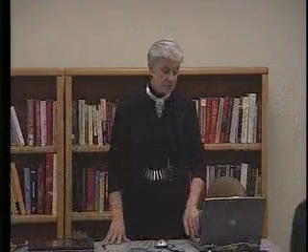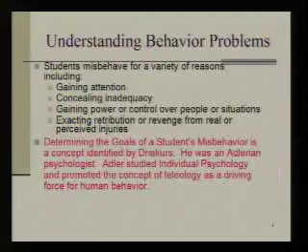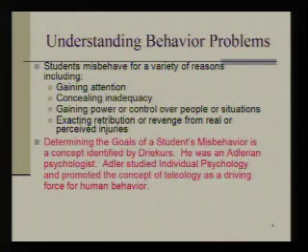In any event, Chapter 7 is Improving Classroom Behavior and Social Skills, and it begins with a discussion of understanding children's behavior and trying to elucidate some of the goals of students' behavior for you. This particular section of the book evolves from work done by Rudolph Dreikurs, who was really the very first person to attend to the fact that classroom behavior and motivation is a factor that teachers need to consider.